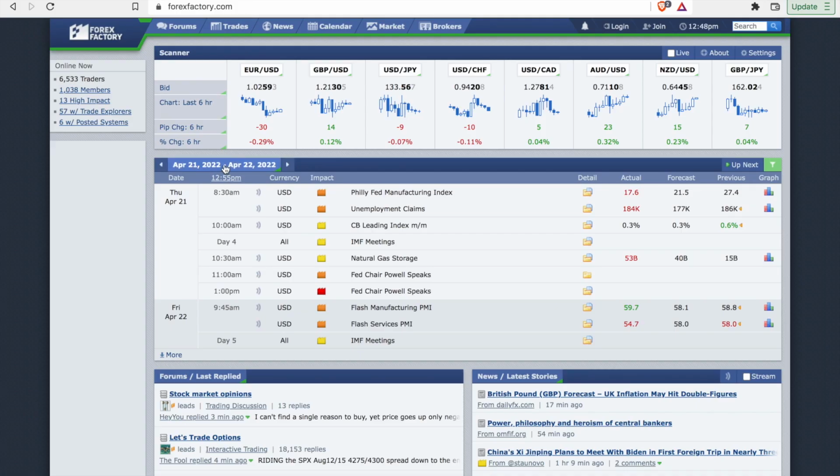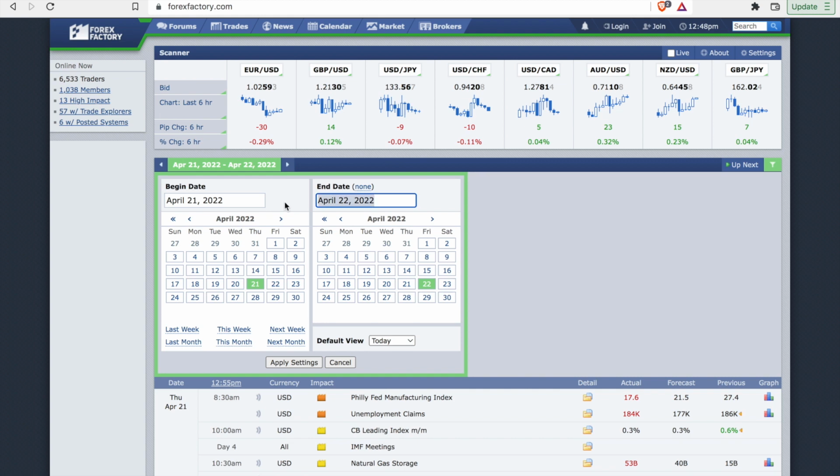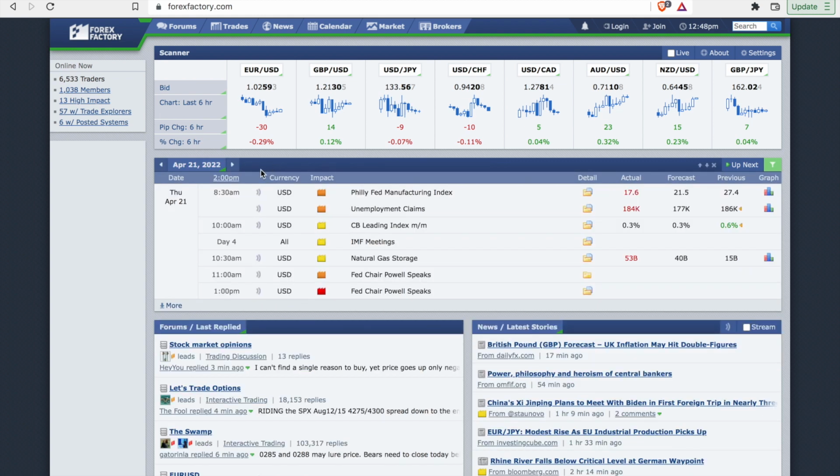Yeah, so I went on to Forex Factory. You can just type in the dates. So April 21st, 2022. And for the model, we need a medium or high impact news driver. So we have a couple of those on this day. The first one's at 8:30, then 11, and 1 p.m.